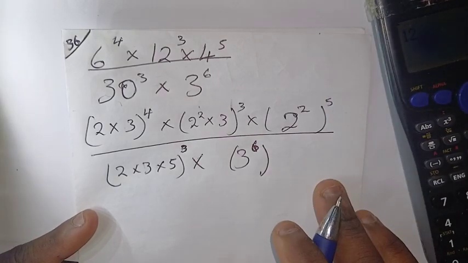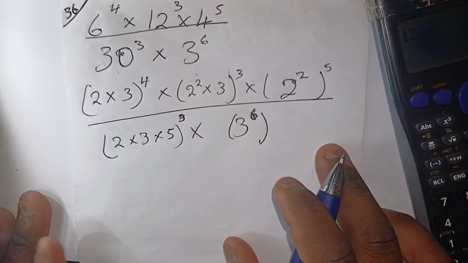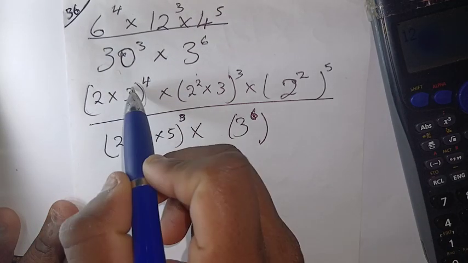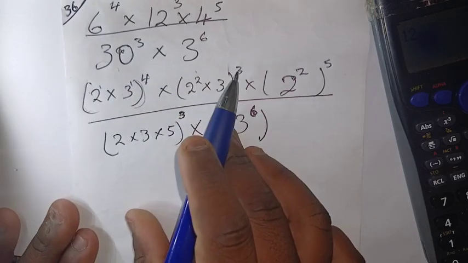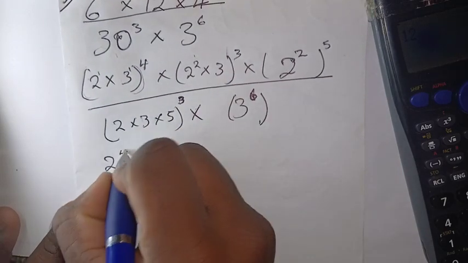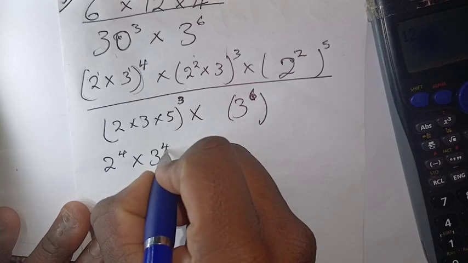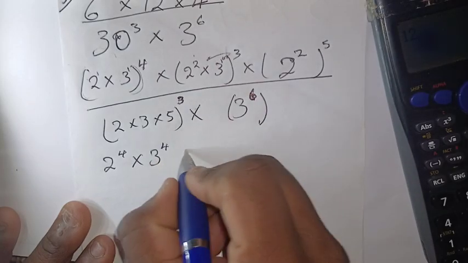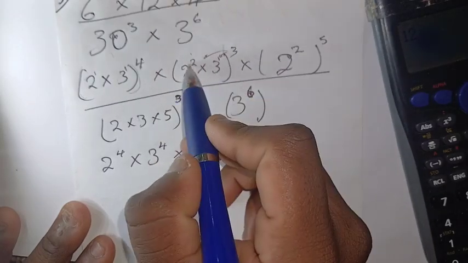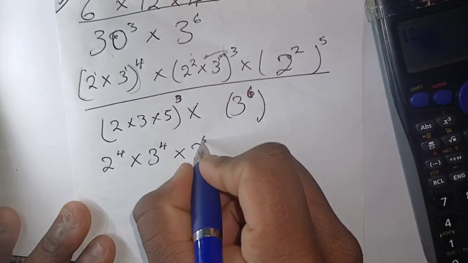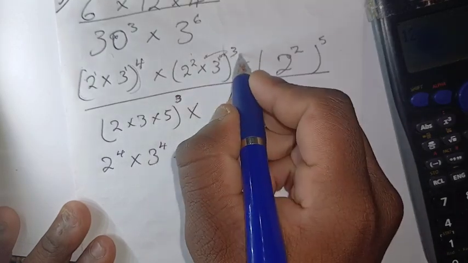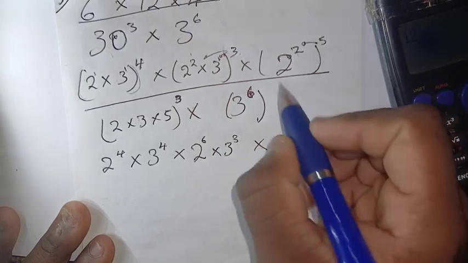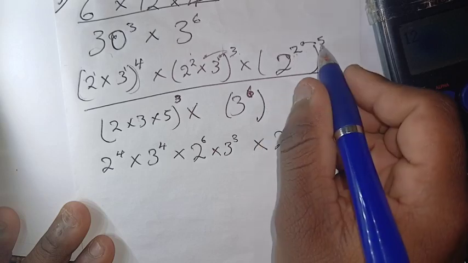So let's try to apply our law of exponents. Remember that an exponent outside the bracket multiplies each exponent inside the bracket. This becomes 2 to the 4 multiplied by 3 to the 4. Here it will multiply inside, and here there is an invisible 1. This also becomes 2 multiplied by 3, which gives 6, and 1 multiplied by 3 gives 3. Same here, so multiplying inside, 2 multiplied by 5 is 10.